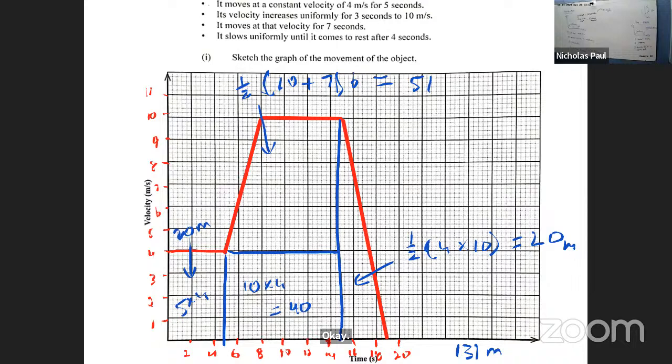Sahara, Samir, are you okay with that? Half the sum of the parallel sides. The parallel sides are here, which is 10, and here, 7. And the height.